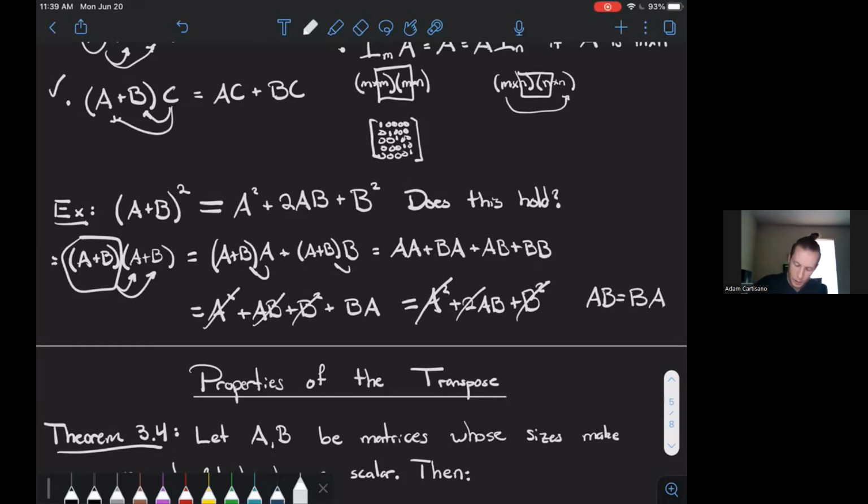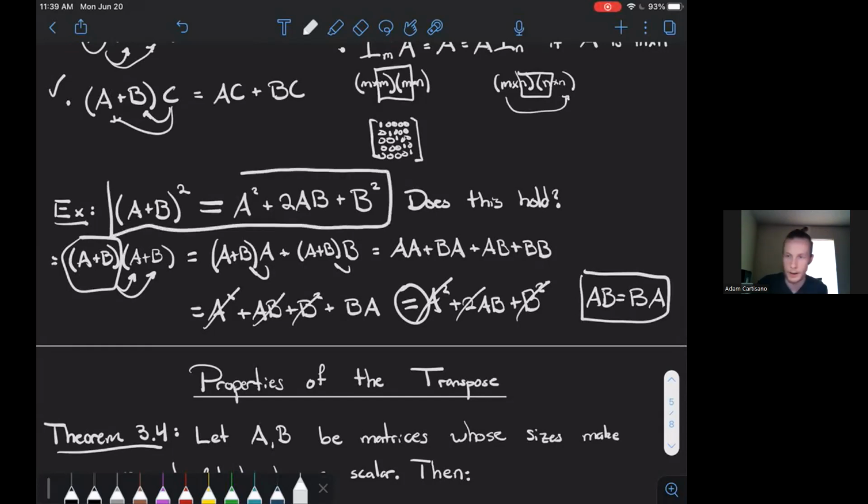However, this equality is contingent on this equality. That's what we're saying. They're equivalent conditions. So the property that we want, the perfect square binomial property of matrix powers, or the square of the sum of two matrices, holds if and only if those two matrices commute multiplicatively.